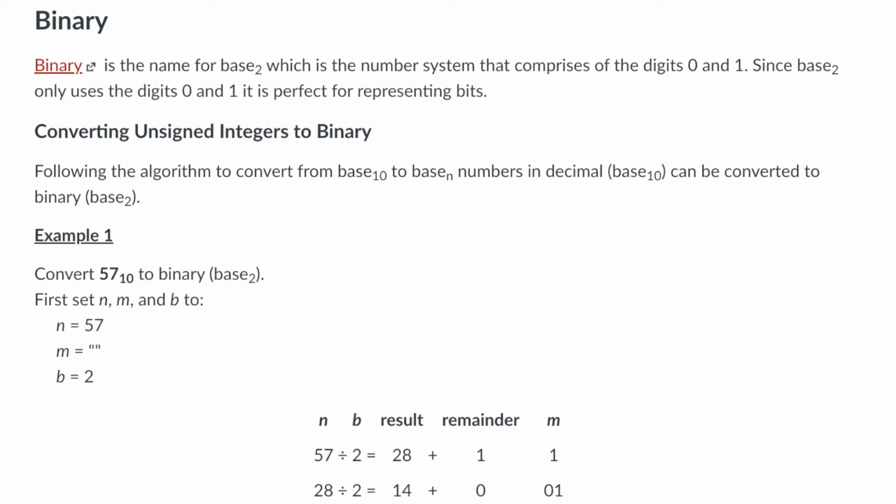Binary is the name for numbers that are in base 2. What that means is it is simply the number system that is comprised of only the digits 0 and 1. And since base 2 is only using these digits 0 and 1, it is perfect for representing bits, since bits can only be zeros and ones. Throughout your computer science career, you will hear binary numbers being used all over the place, so it is very important to know them.